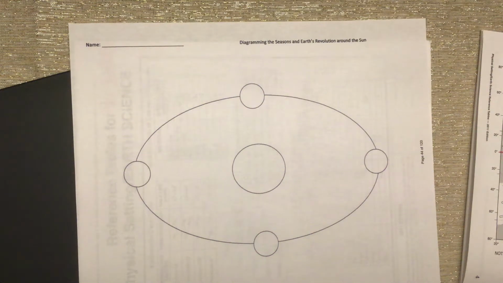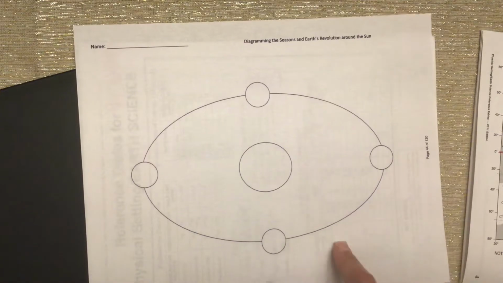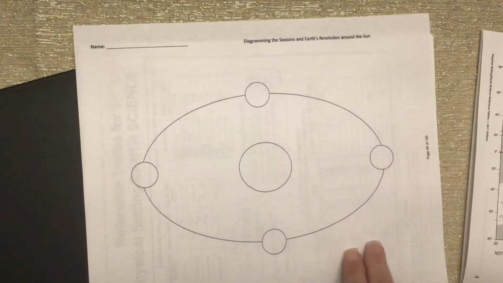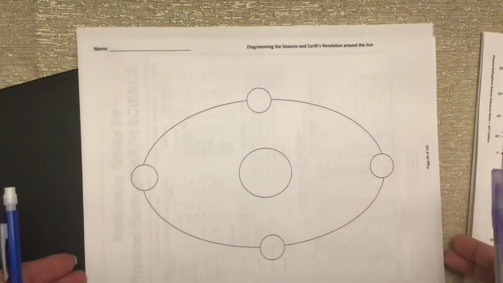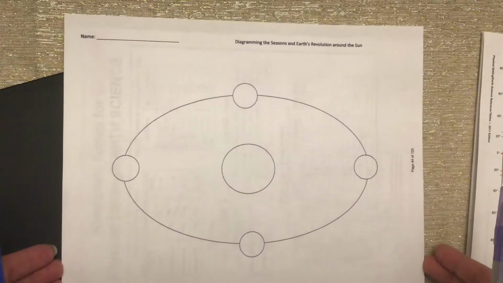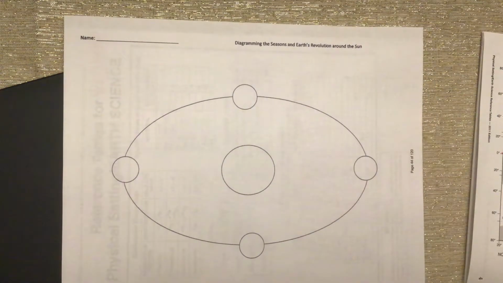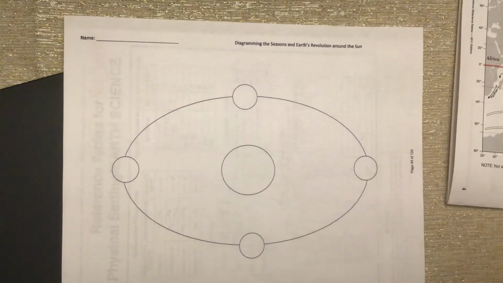Hey again, everyone. So we are going to diagram, we're going to draw on this sheet. We're going to make a model of the Earth revolving around the sun. And as you can see, it's blank, okay? So the question is, can we create a model of the seasons and the axis and everything just on this, with very limited information? And the answer is yes, we can.